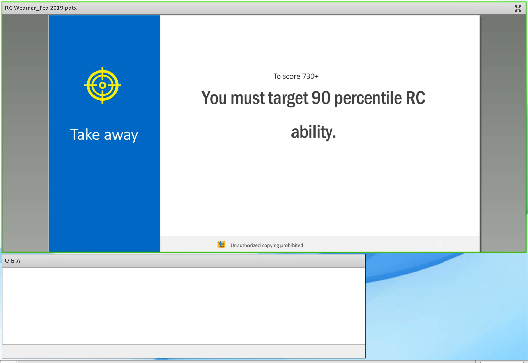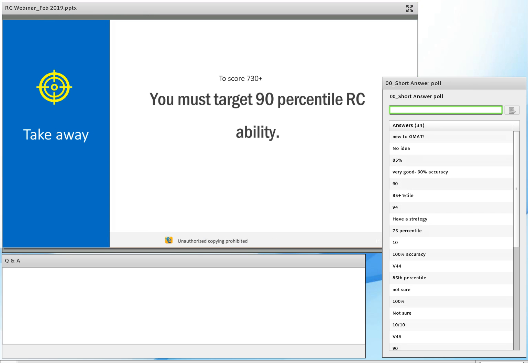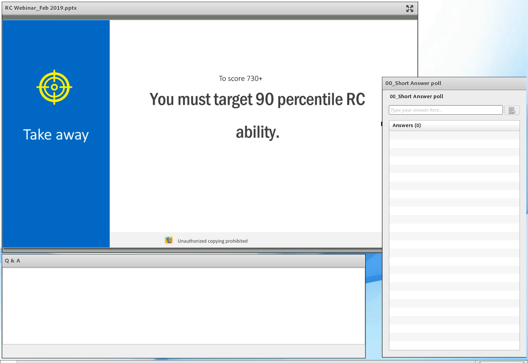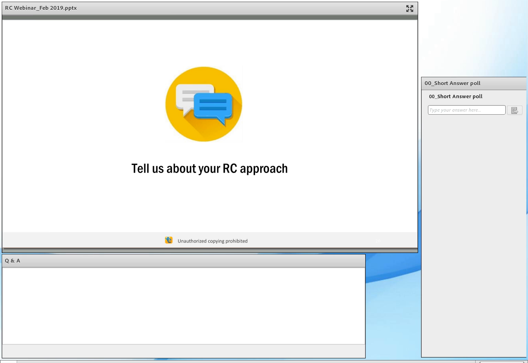So how do you get to that 90th percentile ability in RC? And to do that, let's understand how you approach GMAT reading comprehension today. I'm going to reduce the size of the presentation so that we have a bit more real estate for our short answer poll. So how do you approach GMAT reading comprehension today? If you could write that answer in the short answer pod over here. Let me remove broadcast results.